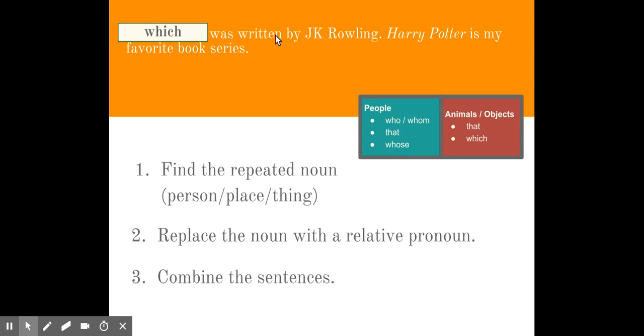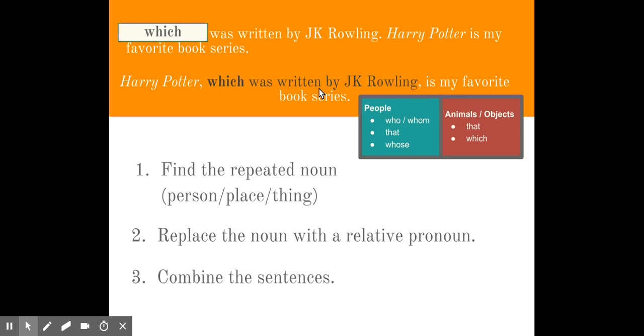Okay. Now we need to combine these sentences. So this, our relative clause, needs to come after the noun it modifies. Right. Harry Potter, which was written by J.K. Rowling, is my favorite book series. And note that we have these commas on either side.